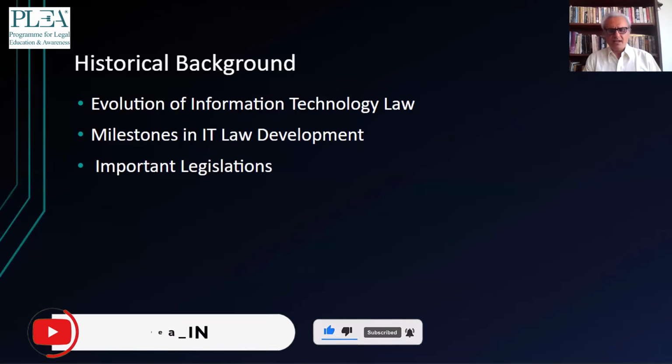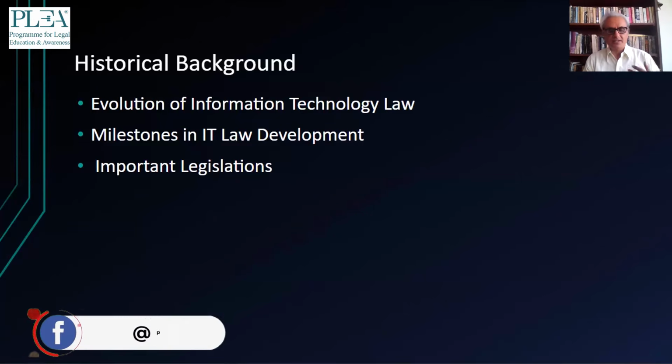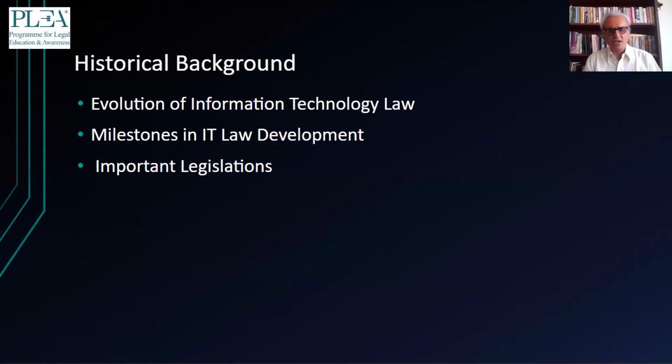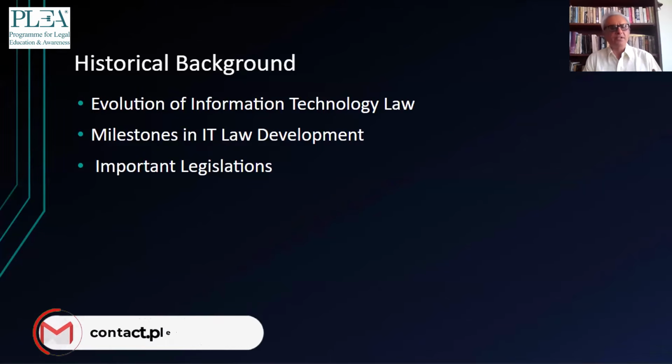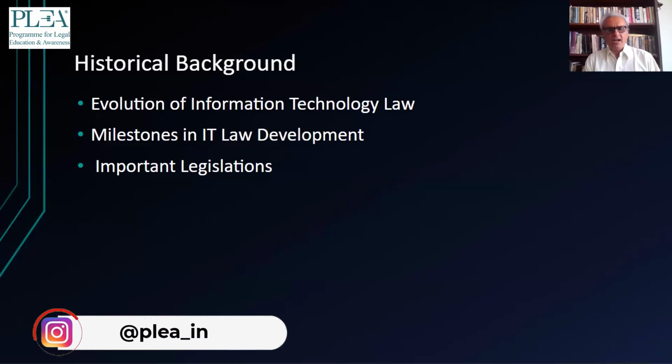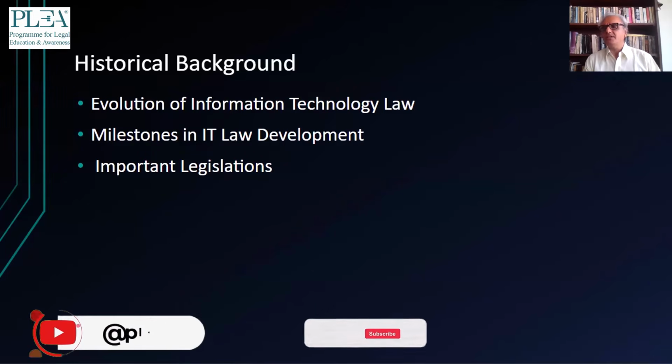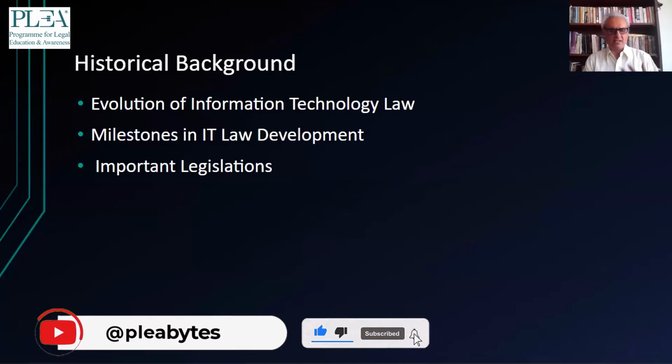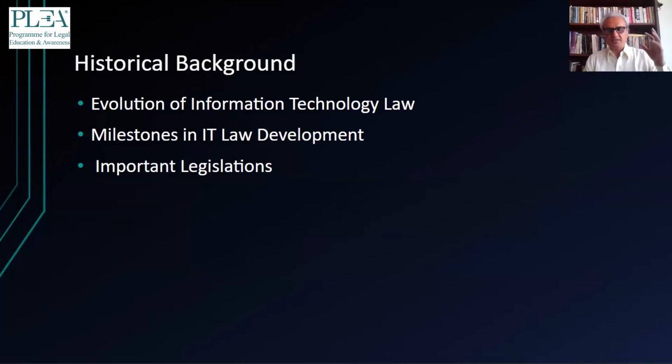Then globalization and cross-border regulation. This is where international treaties and agreements such as the Council of Europe's Convention on Cybercrime, also known as the Budapest Convention, were established to address cross-border cybercrime and facilitate cooperation among countries in combating cyber threats. As technology continued to evolve, IT law had to adapt to new challenges posed by emerging technologies like artificial intelligence, blockchain, Internet of Things.